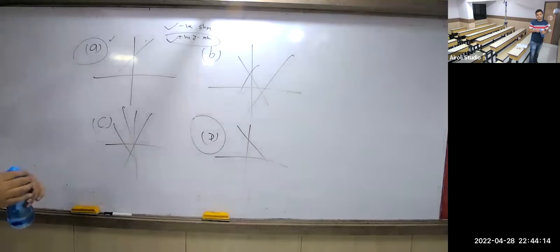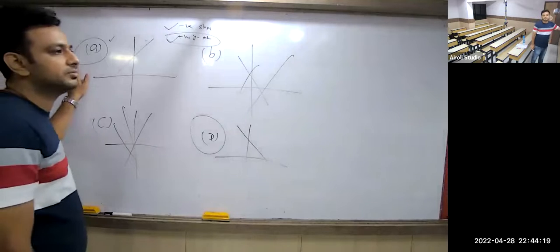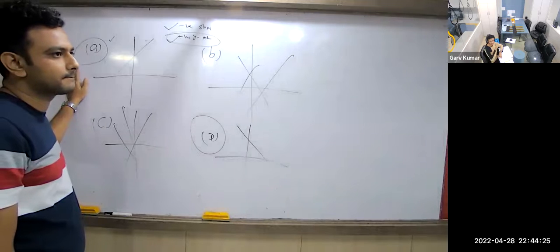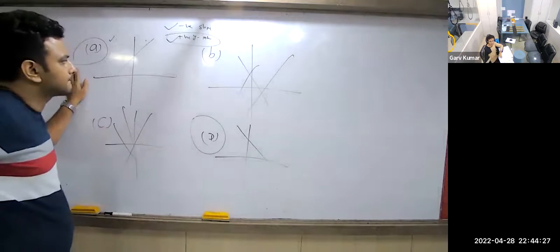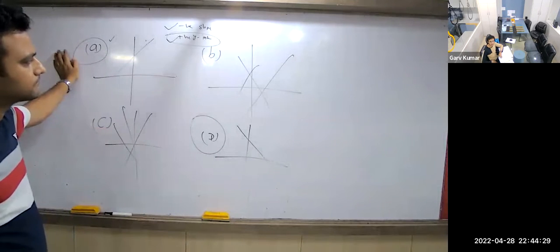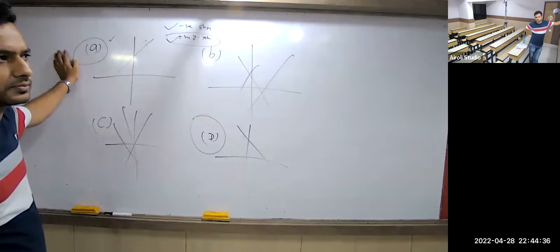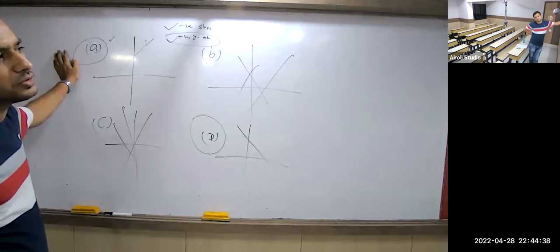Okay, Garv, why are you saying that it is option A? Just tell me. Sir, because the line is going from upward to below, which is from positive to negative. That's why the slope would be negative. Okay. Actually, slope. What is meant by slope?